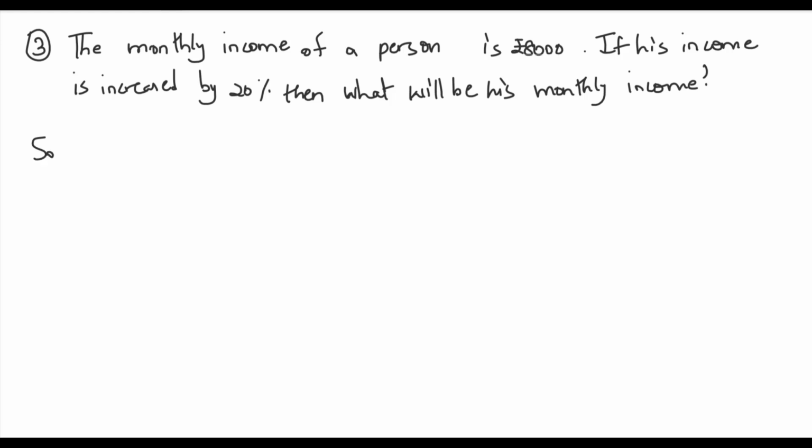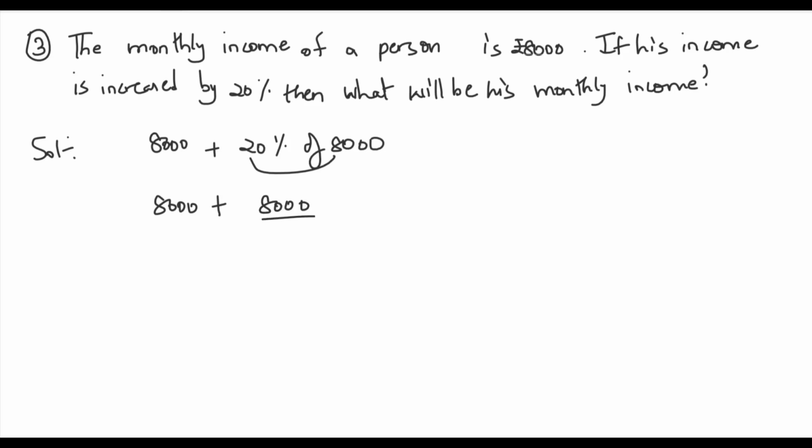So let's solve by using our tricks. They have said that a person's monthly income was 8,000. It increased by 20%. What increased? 20% of 8,000 is what increased. So we have to find 20% of 8,000. 8,000 should be divided by 5. So that is 1600. Your answer is 9,600 rupees.